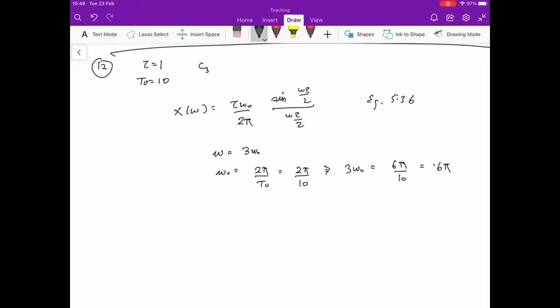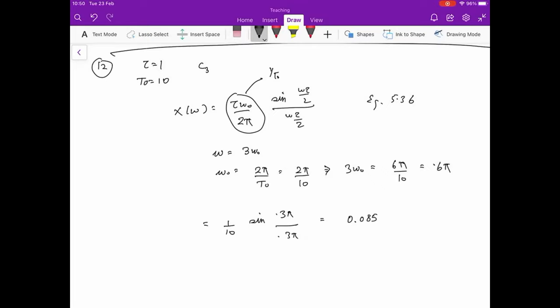If you plug in this value of omega, then tau omega naught by 2 pi is just 1 over 10. Actually, this is just 1 over T naught, because tau is 1. So this is going to be 1 over 10 and sine of 0.3 pi over 0.3 pi, since it's omega tau by 2 over 0.3 pi. And if I got my math right, this is 0.085. Sorry, not 0.0085, but 0.085. So hopefully that matches what you got as well.